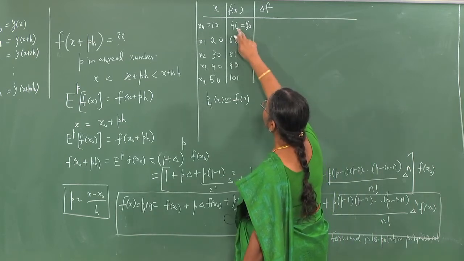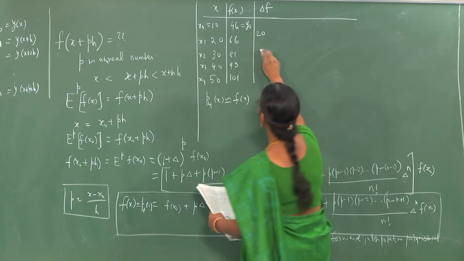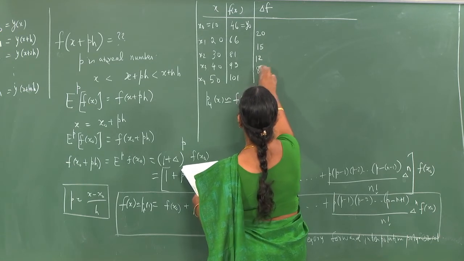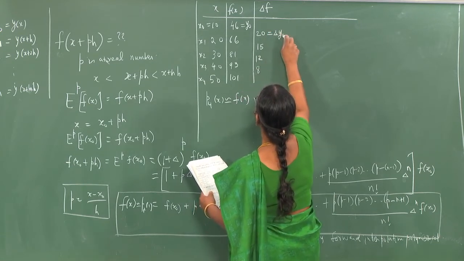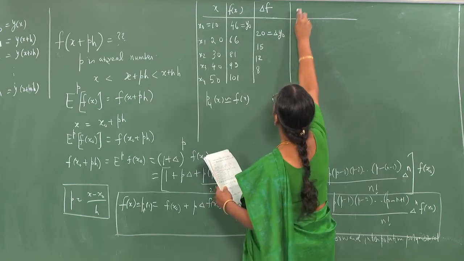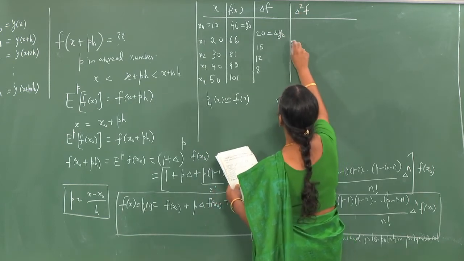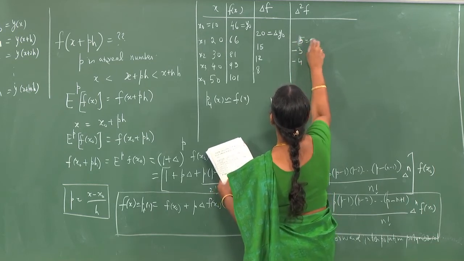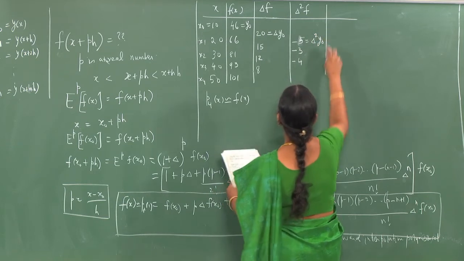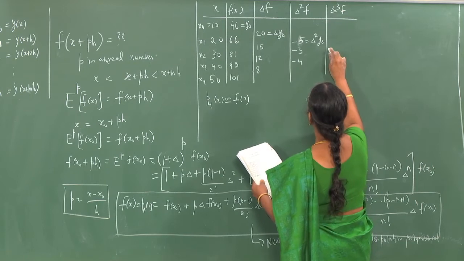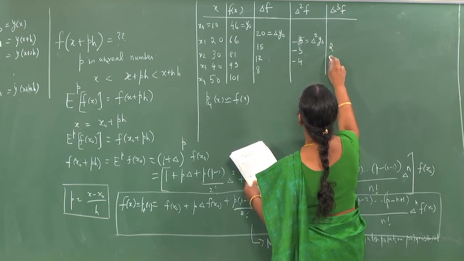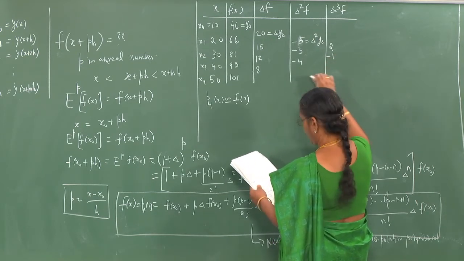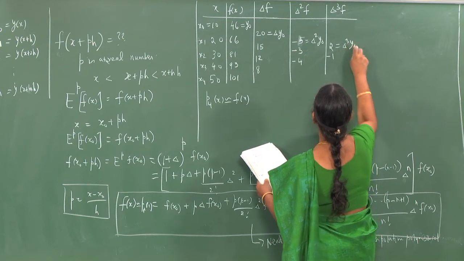So, it is going to be 66 minus 46, 81 minus 66 and 93 minus 81, 101 minus 93, and we denote this by delta y naught. We form the second order differences 15 minus 20, 12 minus 15, 8 minus 12. So, this is our second order difference. Then del cubed f will be minus 3 minus 5, minus 4 plus 3 and so minus 1. So, this will be our del cubed y naught.